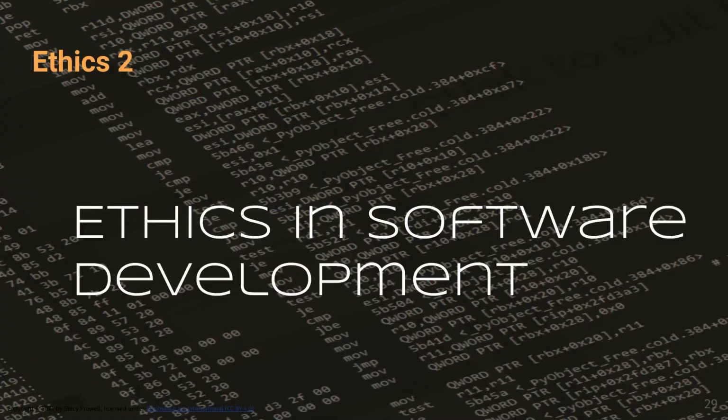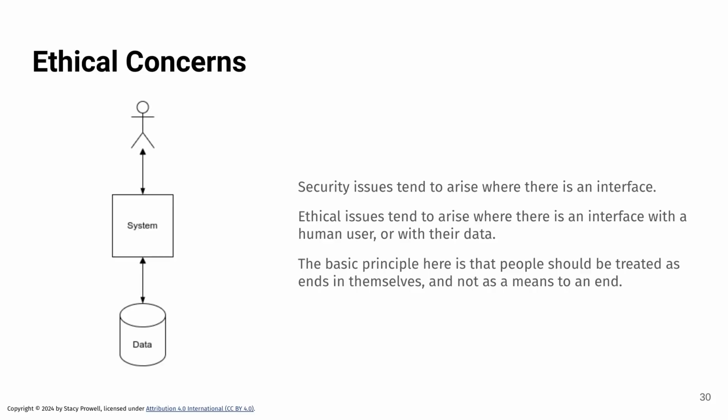And that takes us to ethics in software development. So security issues typically arise when I have an interface, right? One system connects to another system, or one component connects to another, or I invoke an API. And that's where things go off the rails and I wind up with lots of problems, right? Because there's something that I haven't considered. There's information being passed I'm not aware of, or I've got things wrong, or an assumption about how things work is wrong. Ethical issues tend to arise when there's an interface with a human user, or when there's an interface with their data. Those are the places where you really have to watch out for this stuff.